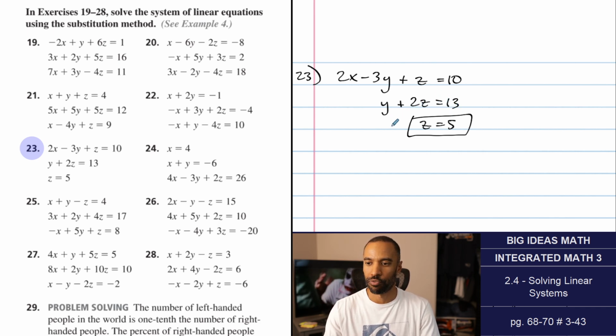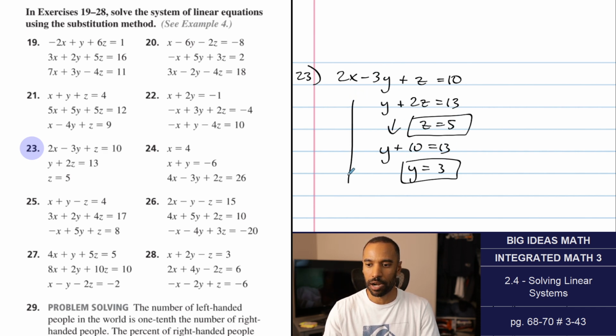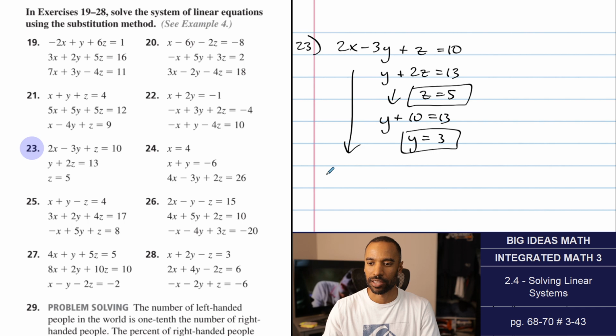Now you can substitute for that. Take this equation, second equation, substitute 5. 2 times 5 is 10. So y is 3. And then take both of those and trickle that one up into this bottom equation right here to solve for x. 2x minus 3y, that's 9, plus 5 equals 10. 2x minus 4 equals 10.